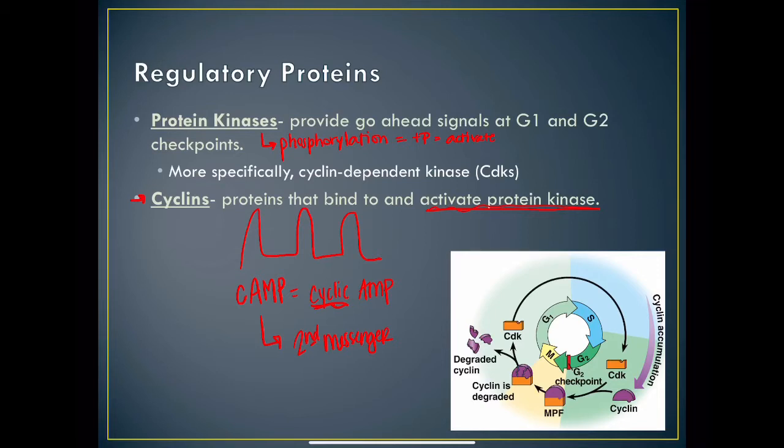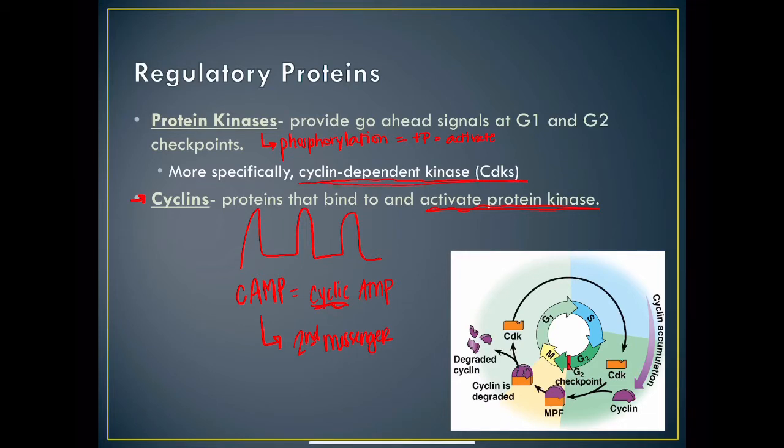All right, and then how do we turn this off? If we want to turn this process off, well, we can do that by dephosphorylation, which is the enzyme protein phosphatase, okay? That would help to turn this off, all right? And so these cyclins, when they accumulate, are important because they can help trigger cells to go past a checkpoint, okay?